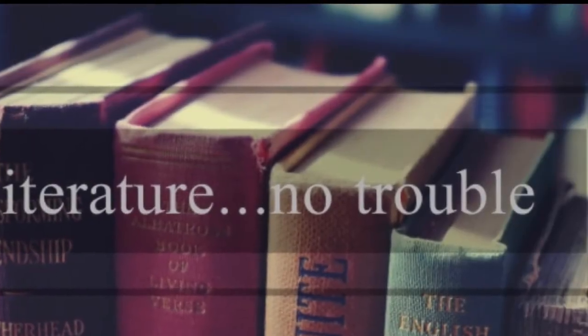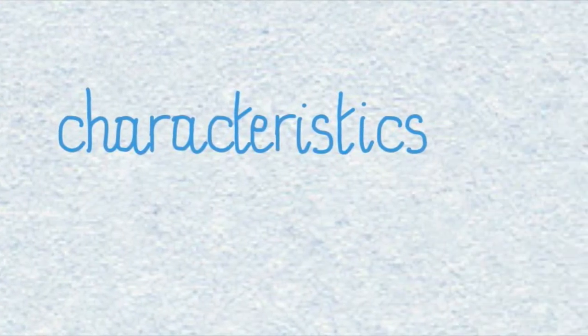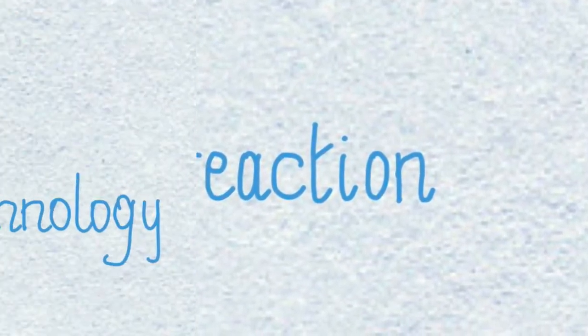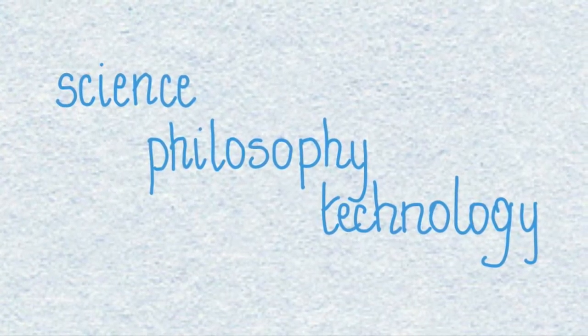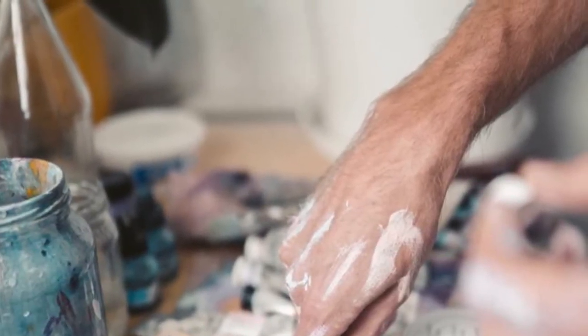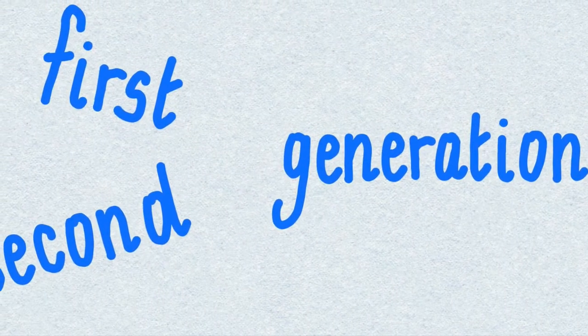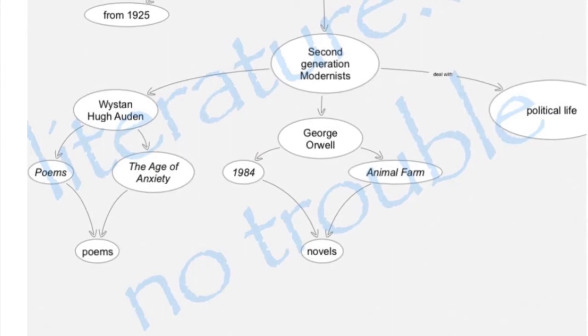I'm Anna, and I'm here today to give you an overview of modern literature. We'll look at what the term modernism signifies and what characteristics it shares. We're going to look into the reasons behind the reaction to the Victorian era. We'll also discuss what had an impact on this literary movement, not just in terms of science. We'll look at philosophy and technology, and we'll also see how Freud has a huge influence on the writers of the time. Of course, we'll also take a look at the impact of art in general. And finally, we'll look at the first and second generations of modernists. To help illustrate the topic, I'll use several maps.